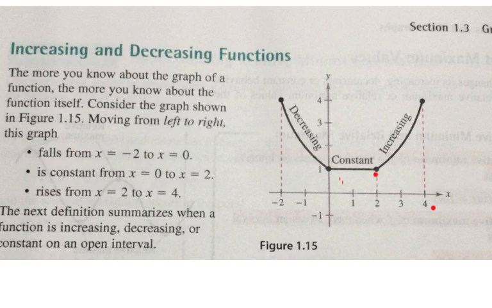Now, when we tell where this is happening, we always use an open interval, which means we're always going to use parentheses to talk about it. Because think about it: at 0, is the graph decreasing or is it constant? Well, it's switching from one to the other. So we don't ever include the endpoints in the increasing or decreasing of an interval.